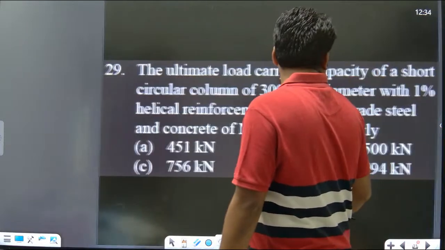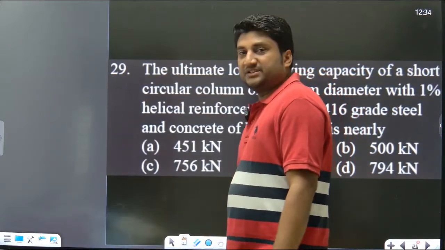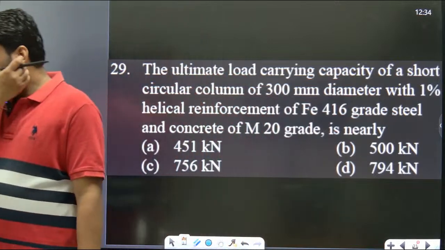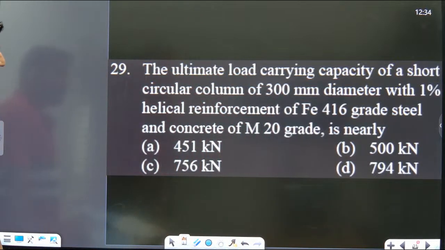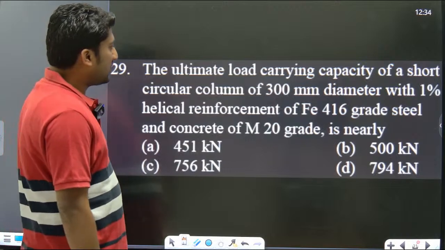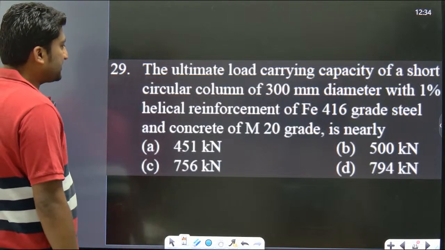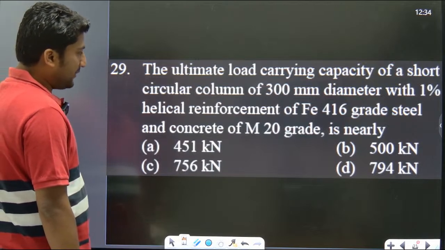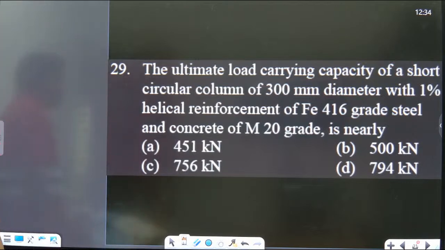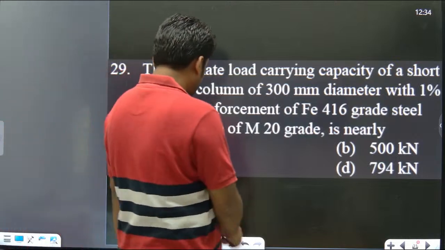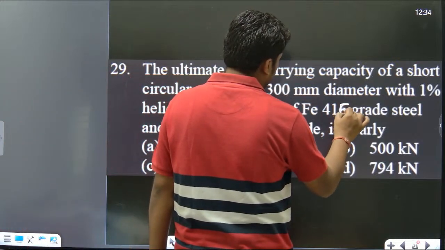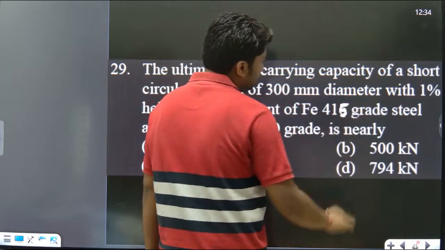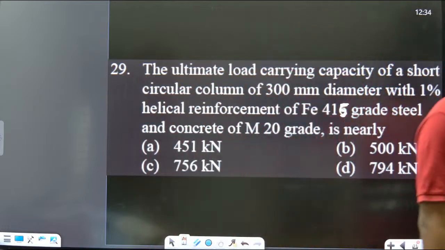A kind of similar question, but the only twist is here. Look very carefully. The ultimate load carrying capacity of a short circular column of 300 mm diameter with 1% helical reinforcement of Fe415 grade steel and concrete M20 grade is nearly... Please change it to Fe415. A kind of similar question.